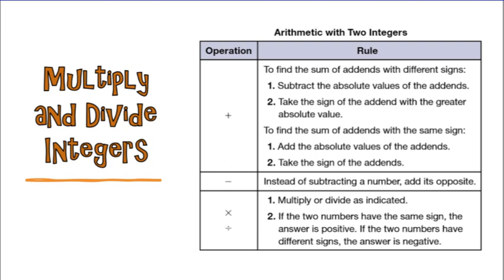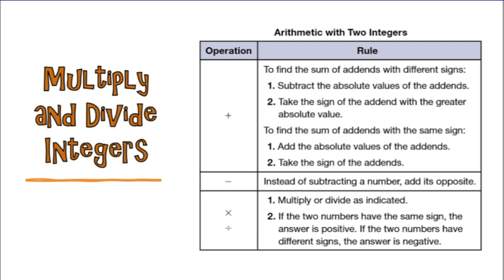When you are adding, to find the sum of addends with different signs, you subtract the absolute values. So remember that they have different signs, and you have like signs. If the signs are different, so if you're adding positive and negative numbers, you subtract the absolute values, and then the answer has the same sign as the greater absolute value.